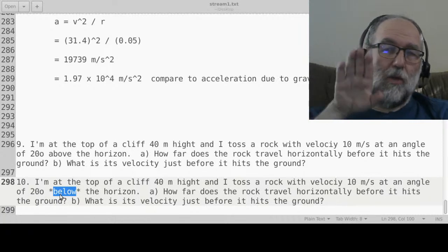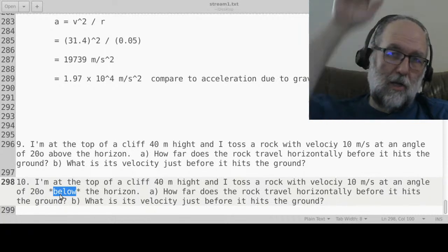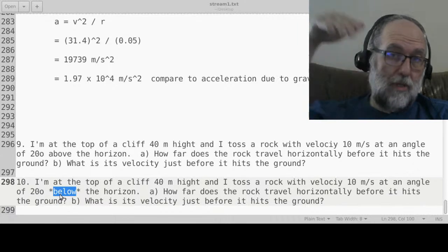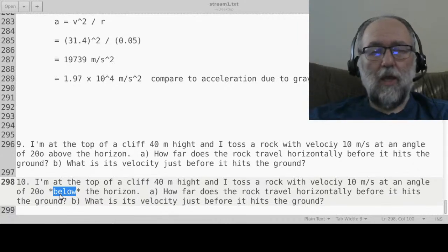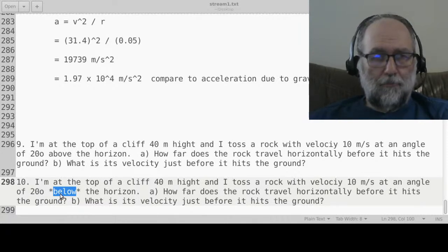In one I'm throwing it kind of upwards so that it makes an arc up and then down. You'll see the picture in a minute. But in the other one, I'm kind of throwing it downwards. And of course that makes for a difference in the numbers.